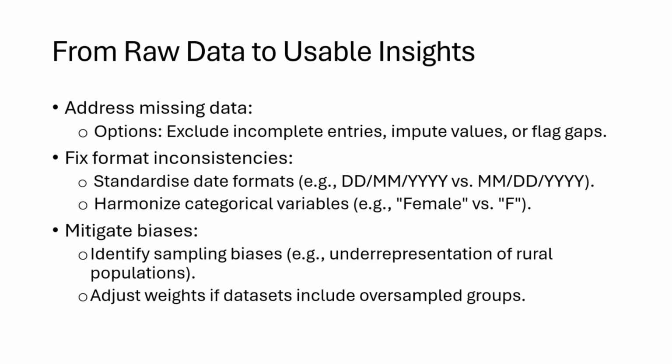So watch for biases and use weights. A survey might overrepresent young people if it's conducted online. So think about the mechanism behind that. But you need to adjust weights if the dataset includes them. For example, if rural populations are underrepresented, the weighting can balance the results.